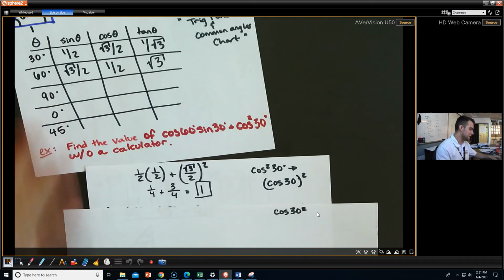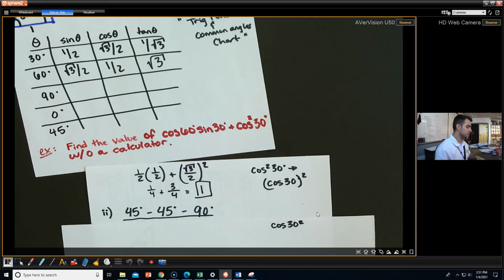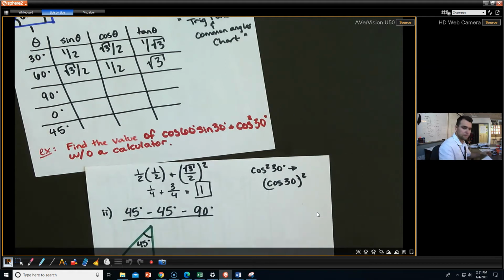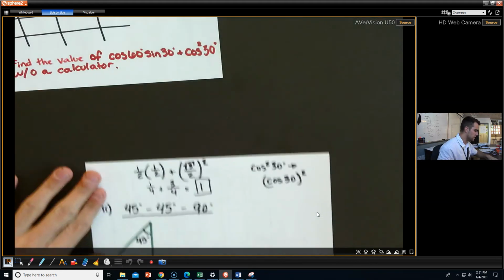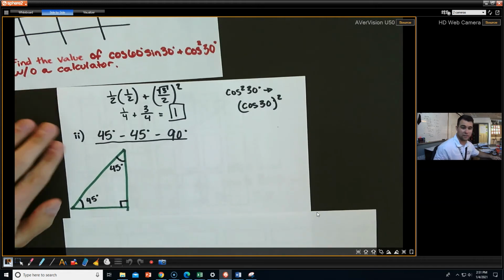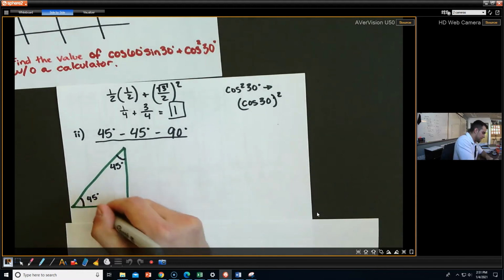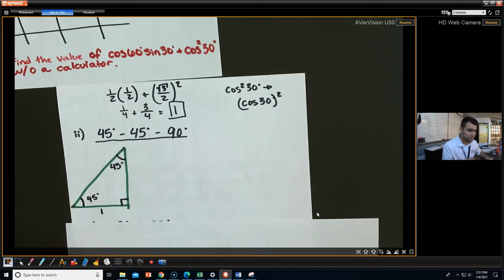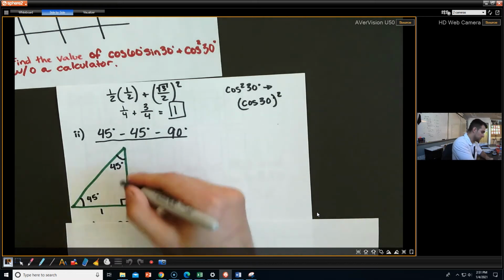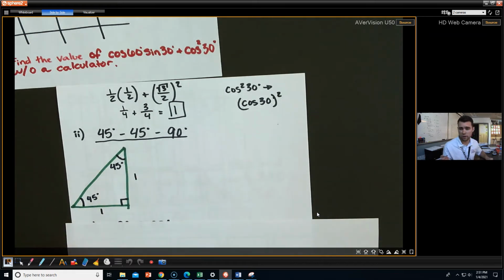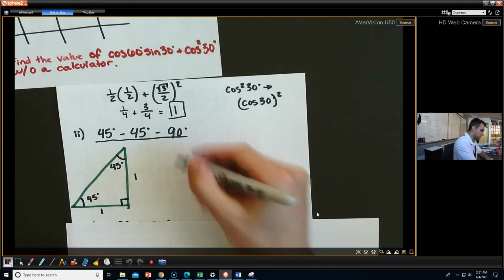Let's look at the other one, the 45, 45, 90 degree triangle. Kind of the same idea as the 30, 60, 90. It's just now we have a different angle, right? So if I have 45, 45, 90, and I make this side length down here 1, that means the side length across from this 45 also has to be 1. And I can find the hypotenuse side length with Pythagorean's theorem.